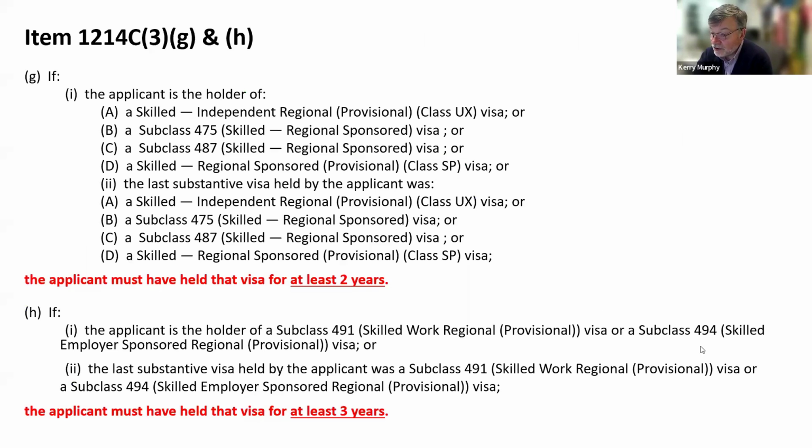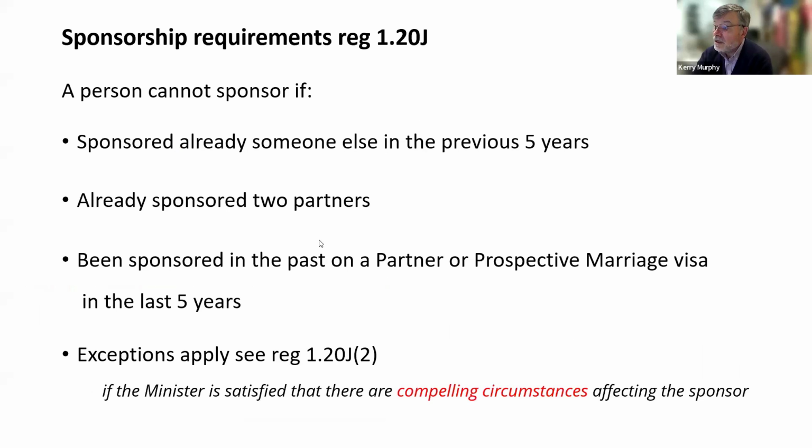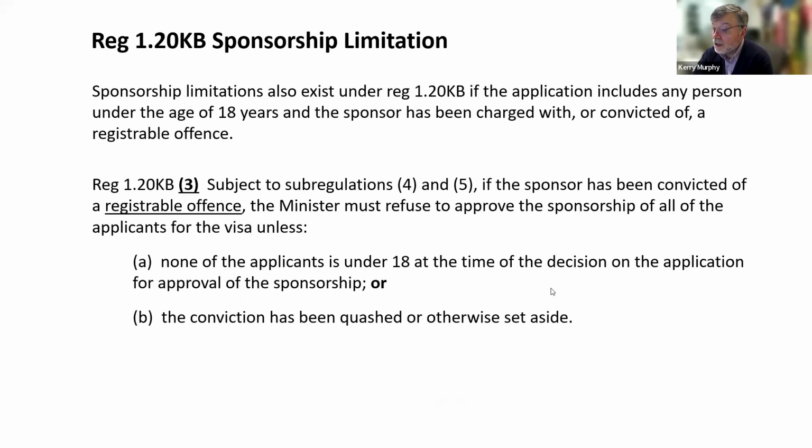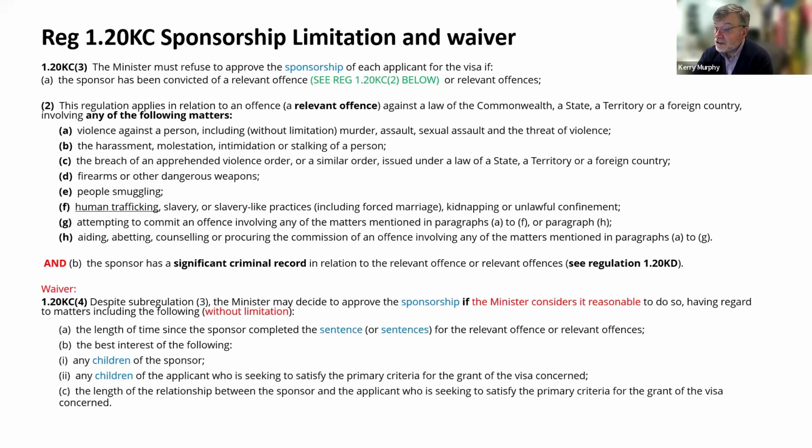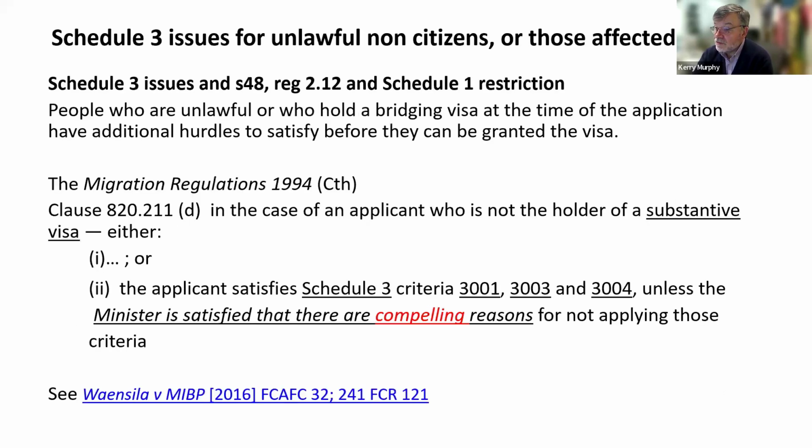Okay, so there's other requirements here in terms of these regional visas. Sponsorship 120J, remember that's the person you can't sponsor more than 5 in a lifetime, and they have to be 5 years apart, unless there are exceptions, compelling circumstances. 120KB, that's the sponsorship, other sponsorship limitations. 120KC, limitation and waiver. Schedule 3. Let's spend a little bit of time on Schedule 3.